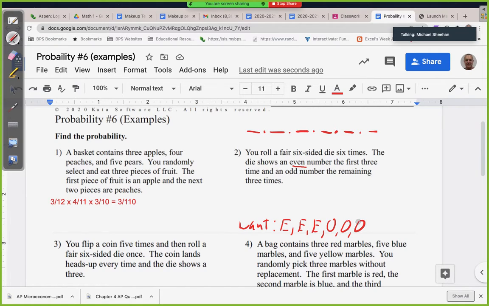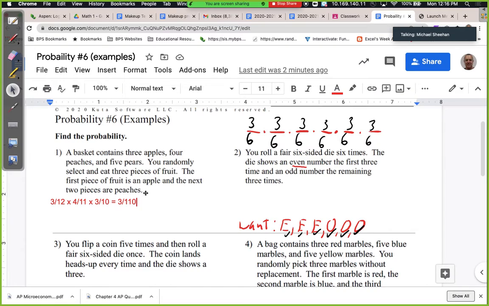Well, the nice thing is there's 3 evens and 3 odds. So I have a 3 out of 6 chance of getting an even, and then 3 out of 6 chance of getting an even the second time, and then a 3 out of 6 chance of getting an even the third time. I've got a 3 out of 6 chance of getting an odd on my 4th time, a 3 out of 6 chance of getting an odd again, and a 3 out of 6 chance of getting an odd again. And all those can be reduced to 1/2. It's really going to be the same as 1/2 times 1/2 times 1/2 times 1/2 times 1/2 times 1/2.